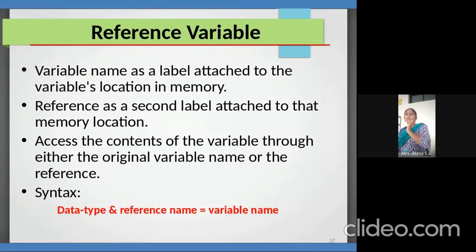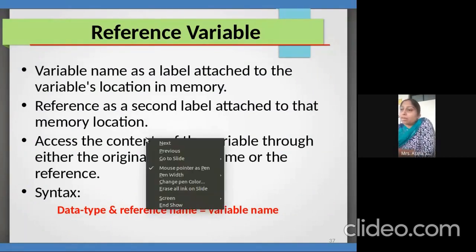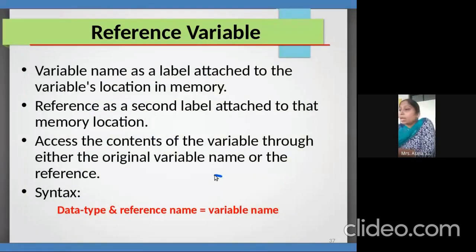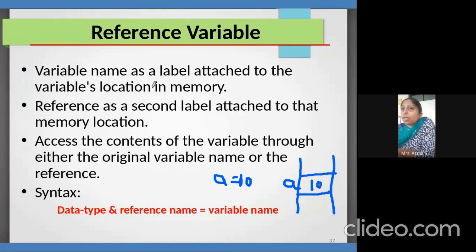Reference variable. A variable is like a label attached to a memory location. I have told you, when I assign a is equal to 10, in memory a location is allocated and the value 10 is assigned. The variable name is a label attached to this variable location in the main memory.